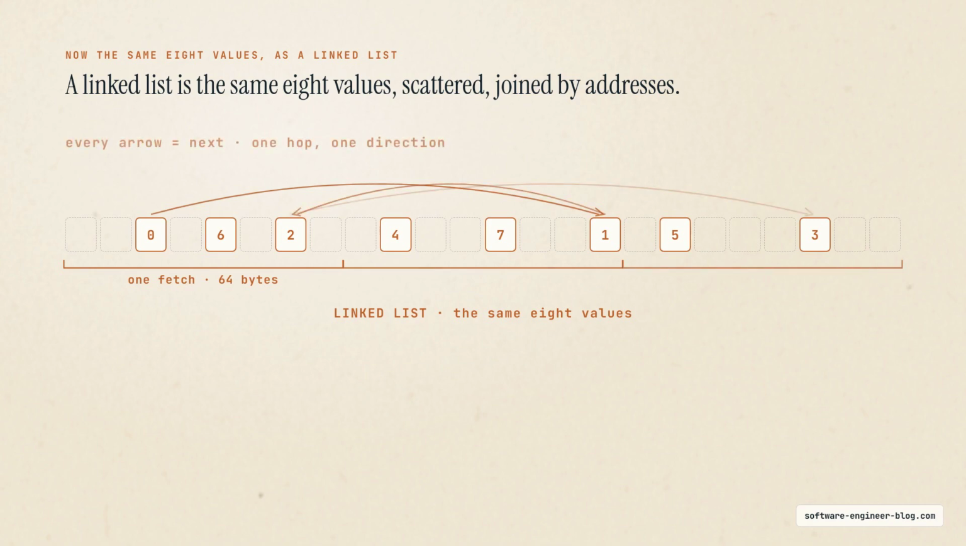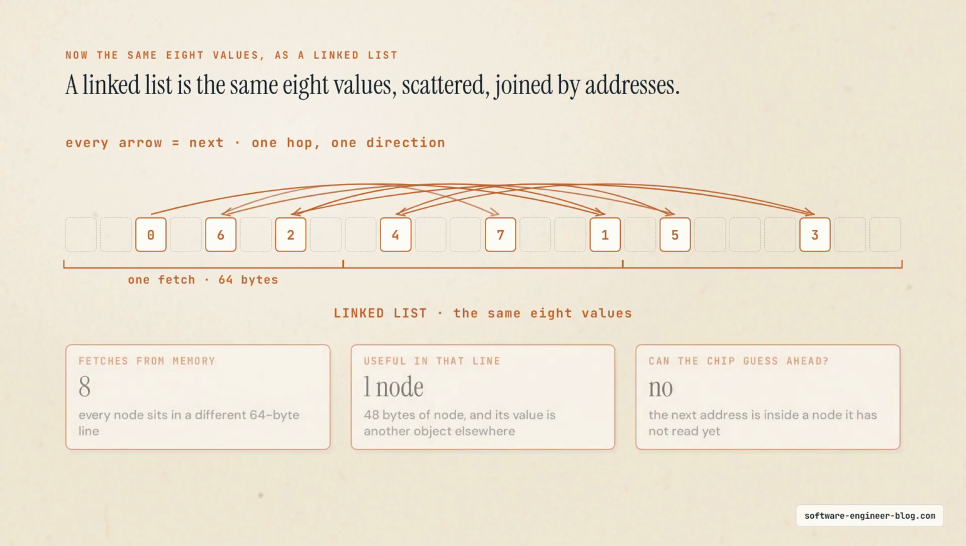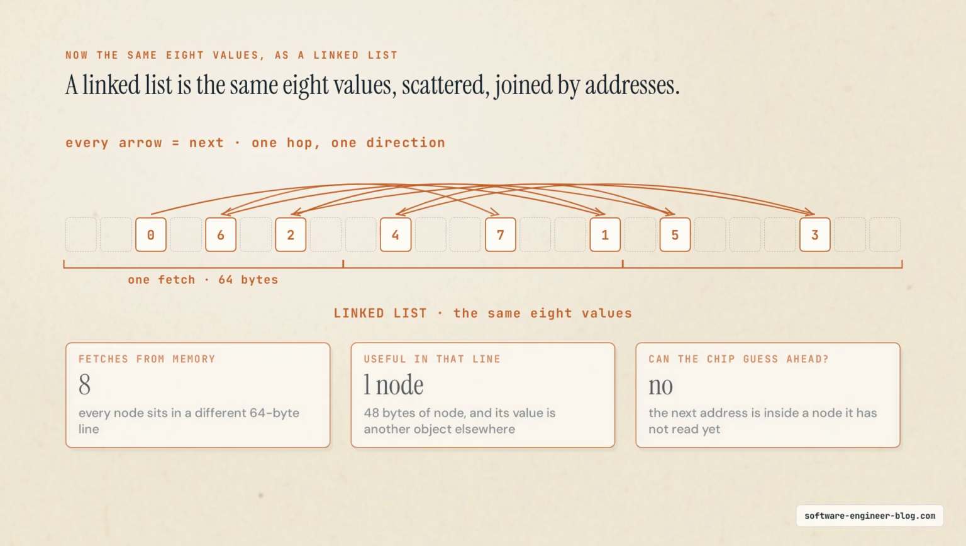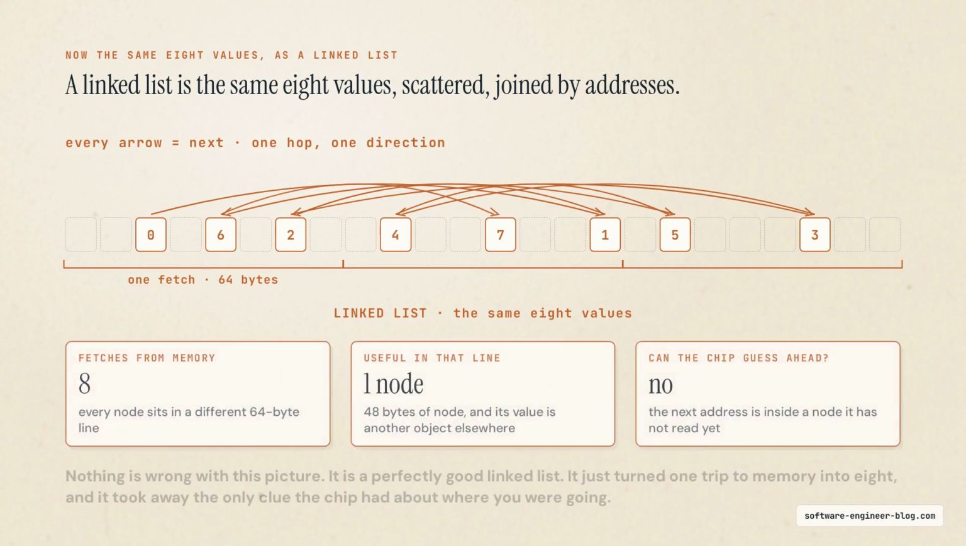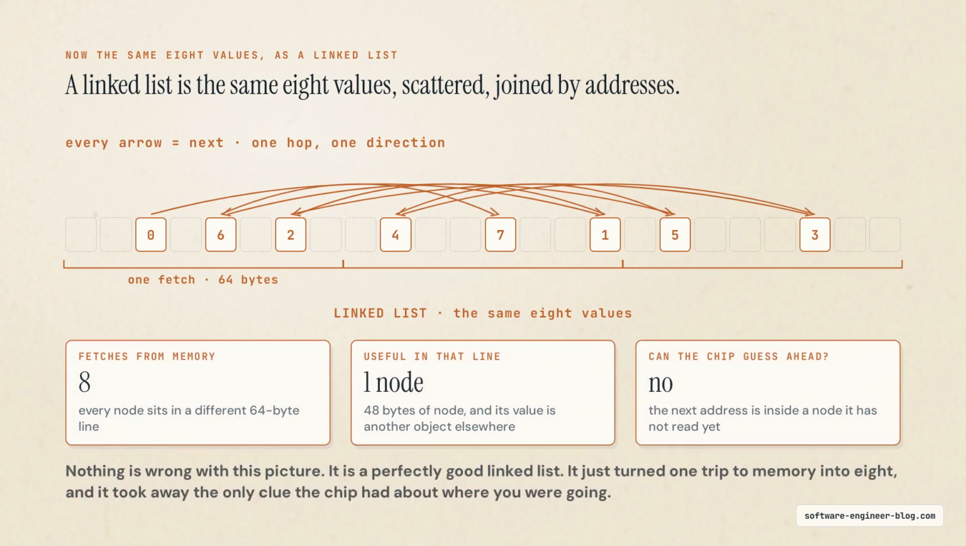Now count the trips. Each node sits in a different 64-byte line, so 8 values now cost 8 fetches instead of 1. And each fetch brings back 48 bytes of node, while the value it holds is another object somewhere else again. Worst of all, the chip cannot guess ahead anymore. The next address is inside a node it has not read yet. Nothing here is wrong. This is a perfectly good linked list. It just turned one trip into 8 and took away the only clue the CPU had.